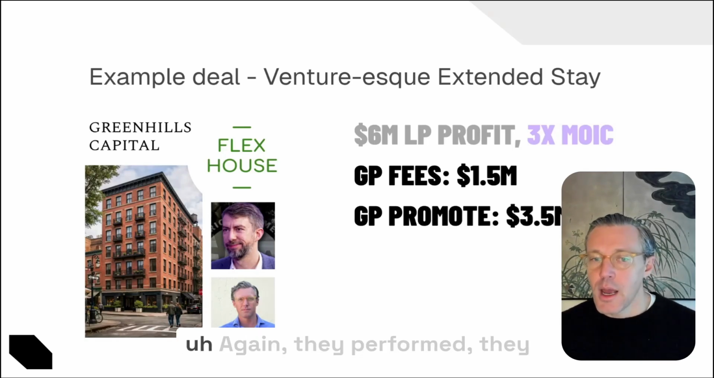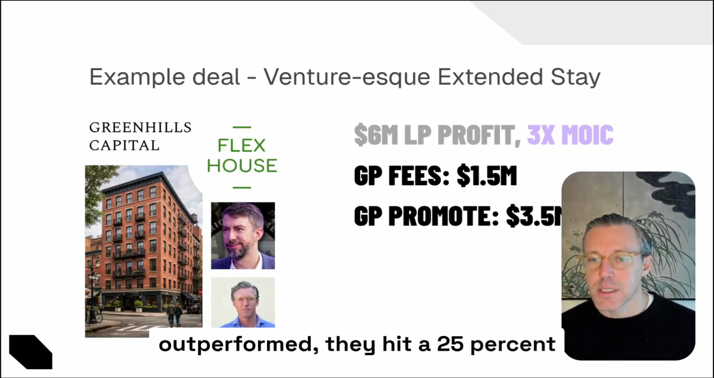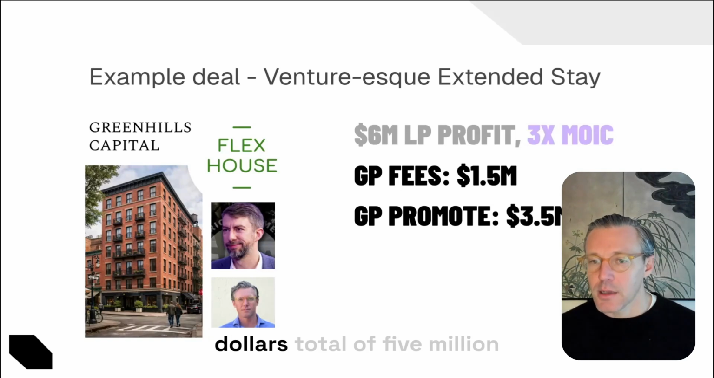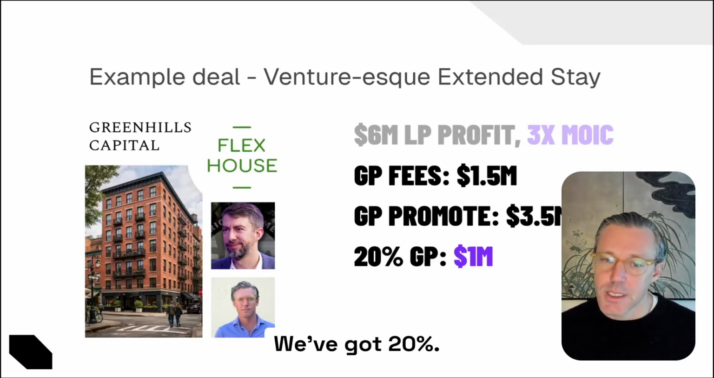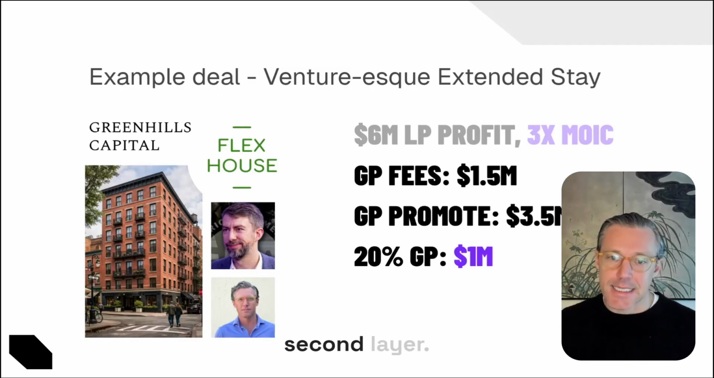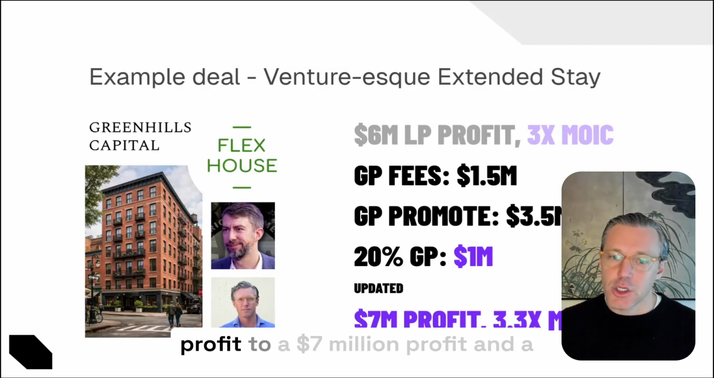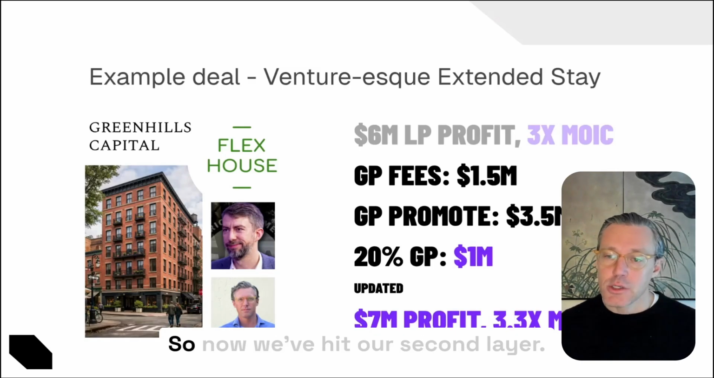And then they got their promote. Again, they outperformed, they hit a 25% IRR. So their promote is meaningful. It's $3.5 million, total of $5 million in fees and promote to the GP. Remember, we own a piece of that. We've got 20%. So we take $1 million as the second layer. So now we went from $6 million profit to a $7 million profit and a 3.3x multiple on invested capital rather than 3. So now we've hit our second layer.